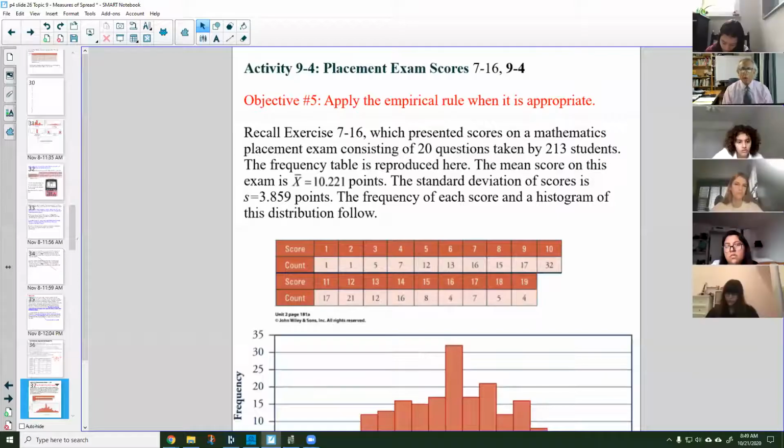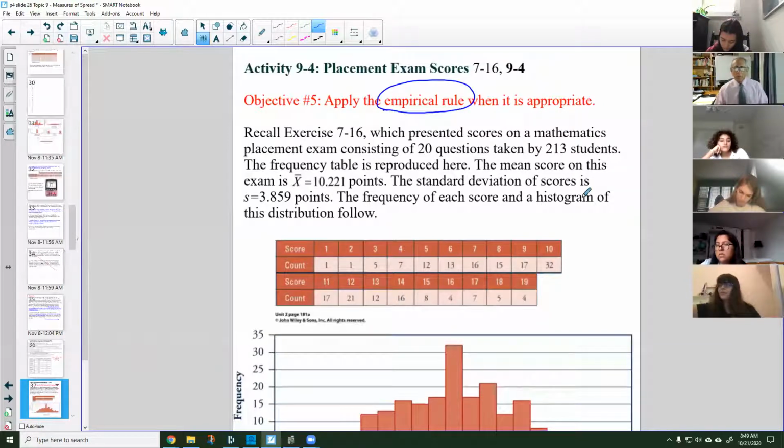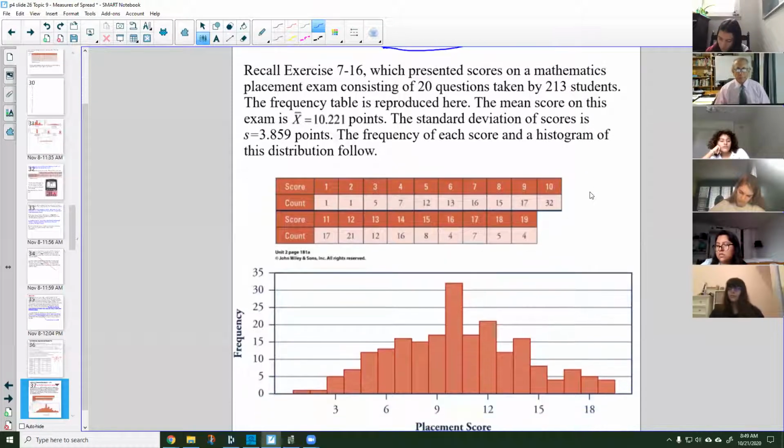Okay. We're going to be talking about this a lot throughout the rest of the year, the empirical rule. This is what we're learning right now, the empirical rule.